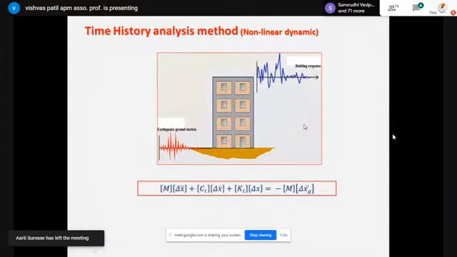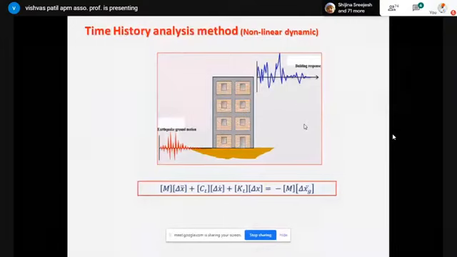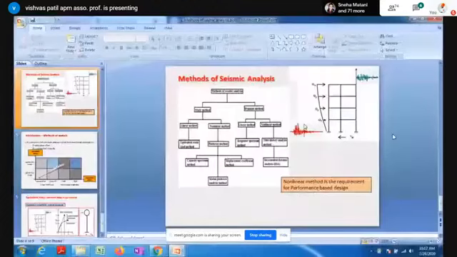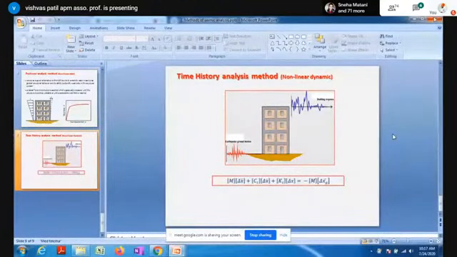So out of these four, two methods are linear methods and two methods are non-linear. So what are the two linear methods? In these, the material is assumed to be elastic in nature and the structure is idealized as a single degree of freedom system. And two methods are non-linear, including the time history method, in which the structure is required to be analyzed by using a non-linear procedure. This is about the methods of analysis.